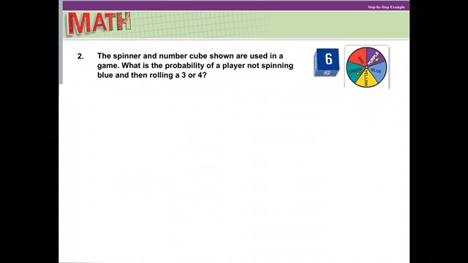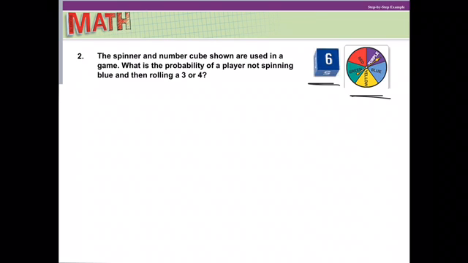So now I want you to pause the podcast, try this one on your own, and remember that you can multiply the probability of not landing on blue by the probability of rolling a 3 or a 4 on the number cube.